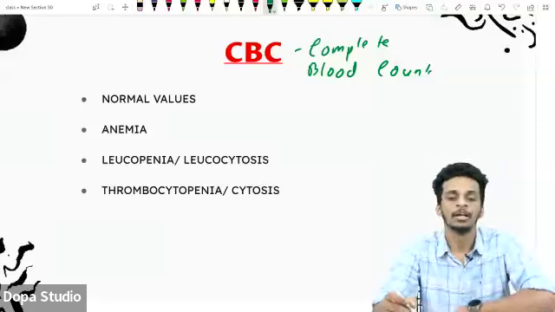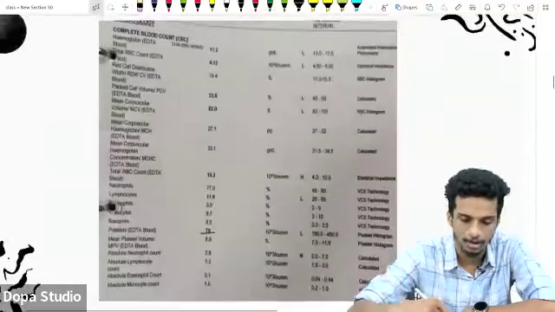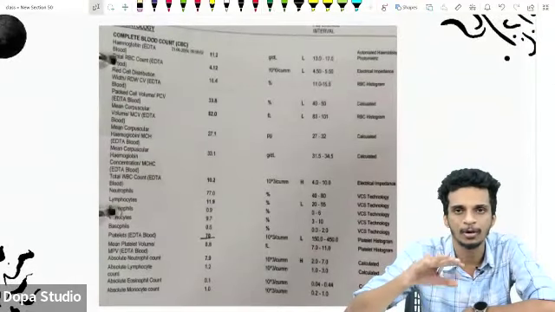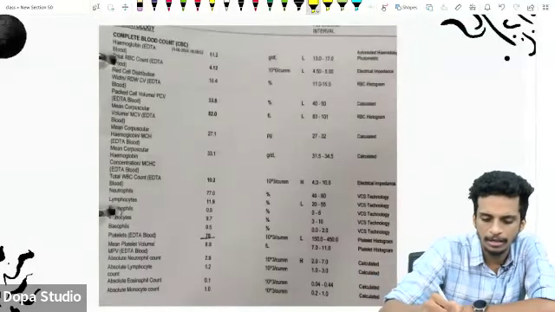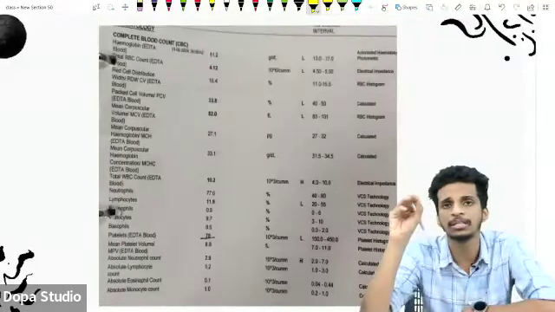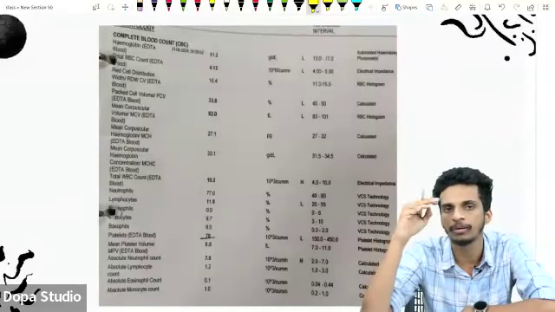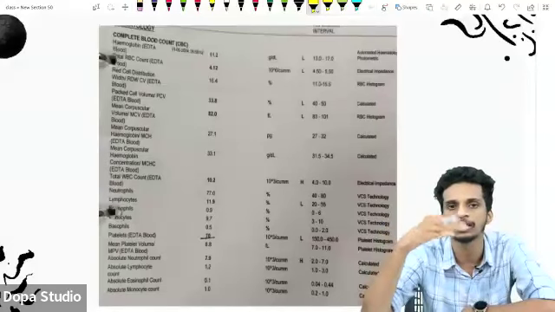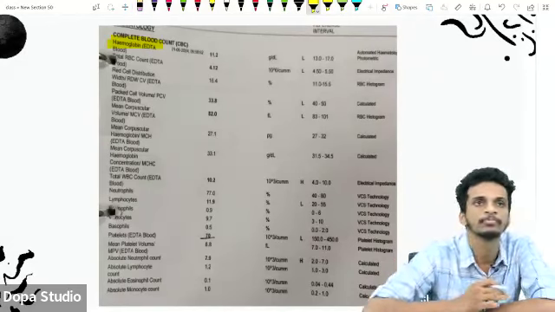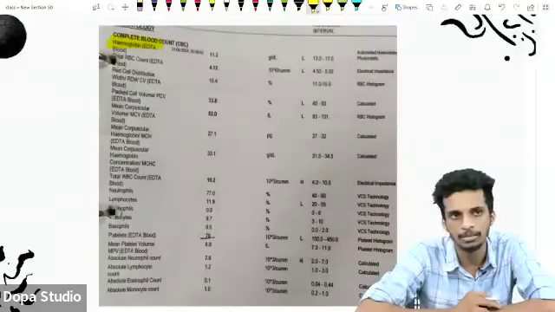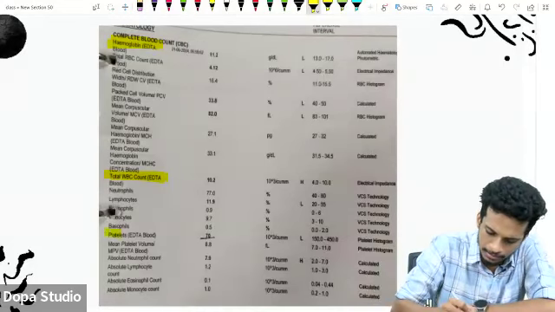I'll just show you a CBC first. This is a CBC from my hospital. These are all the parameters included in CBC, and I'll highlight the most important ones. As the name suggests, complete blood count includes the number of blood cells in our blood. The most important parameters in CBC: one is hemoglobin, which is one of the most important parameters. The second is total WBC count, and the third is platelets.